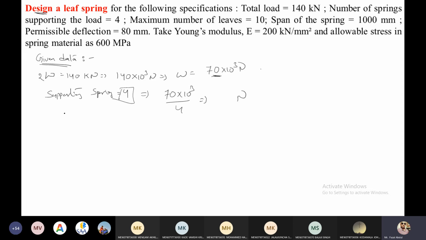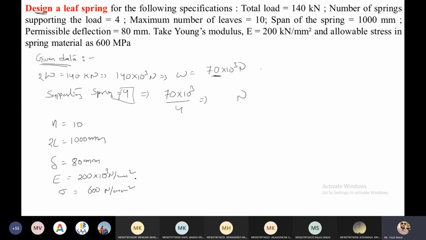Now the maximum number of leaves is given as 10. The span of the spring, that is the length between the eyes, is 2L equal to 1000 mm. Permissible deflection is 80 mm. Young's modulus is 200 into 10 to the power of 3 newton per mm square. Allowable stress in the spring material is 600 megapascal, that is newton per mm square.